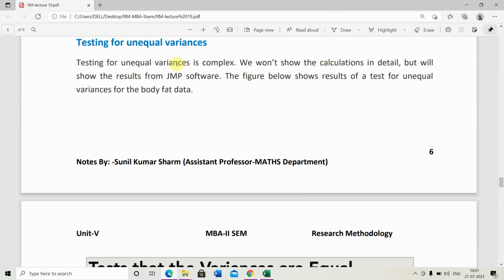Testing for unequal variances. Testing for unequal variances is complex. We do not show the calculation details, but we show the result from JMP software.